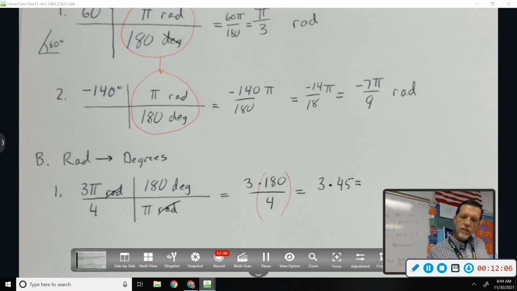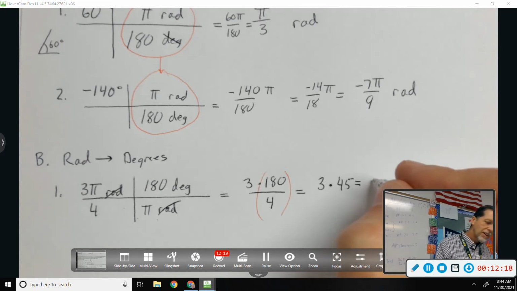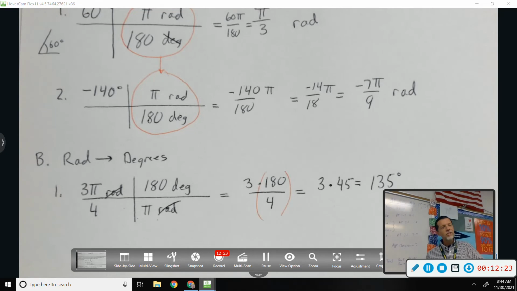I'm looking ahead. Some of this is no calculator, some is with calculator. This is on the no calculator part. 45 times 3, either out to the side or kind of add them up or however you want to get there. 135 degrees. Don't forget the symbol for degrees. That was the whole point, to convert it. Yes, definitely on this one.